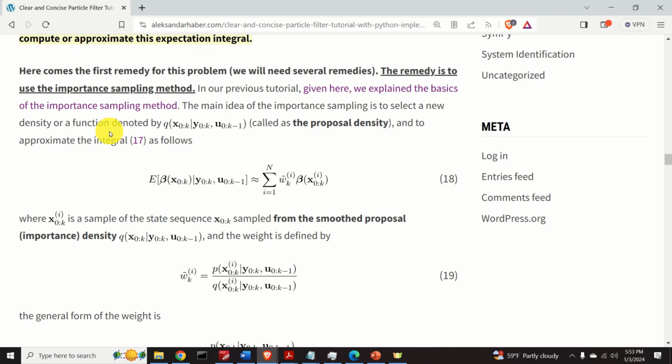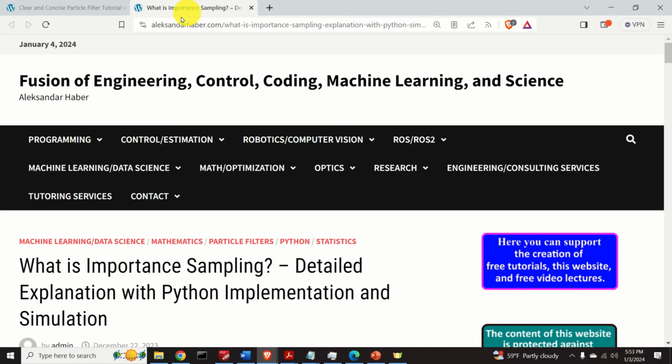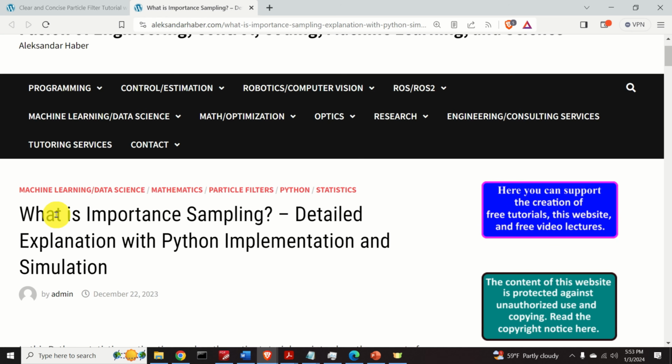Here comes the first remedy for this problem. We will actually need several remedies, however, let's start from the first one. The remedy is to use the importance sampling method. In our previous tutorial, given here, we explained the basics of the importance sampling.